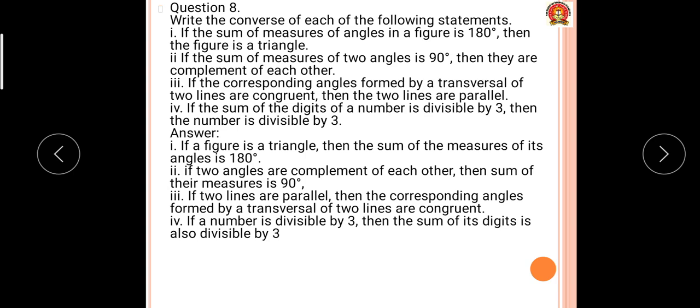If the figure is a triangle, then whatever the part after the then, we have to consider in the if, and whatever the part after the if, you have to write after the then statement. So that is called a converse statement. Similarly, second question, third, fourth. Whatever part of the if statement, we have to write after the then, and vice versa. Okay students, so all this you have to write in your notebook.